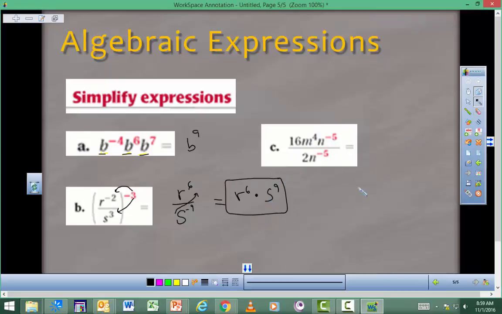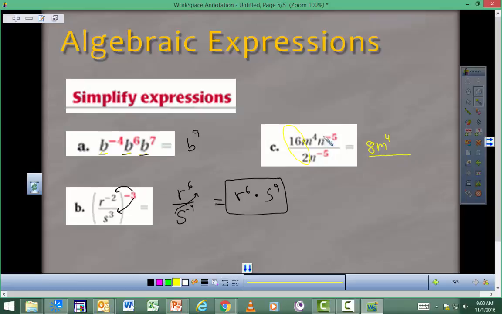How about this one? Now we got a mixture of numbers and letters. And for me, I never really found this challenging, but let's go over it. What I recommend is that you deal with the numbers first. So what's 16 divided by 2? I would say 8, right? Now I would deal with each letter separately. M to the 4th power. Is there anything that cancels off here? No. So I would say there's going to be an m to the 4th up here in the numerator.